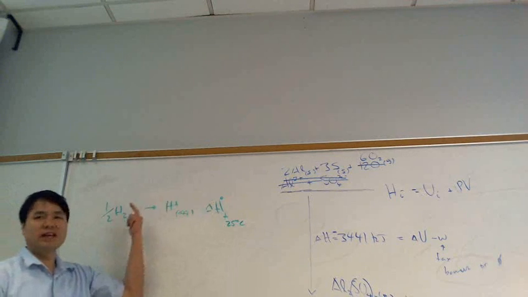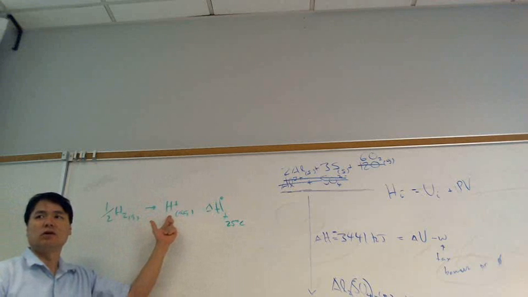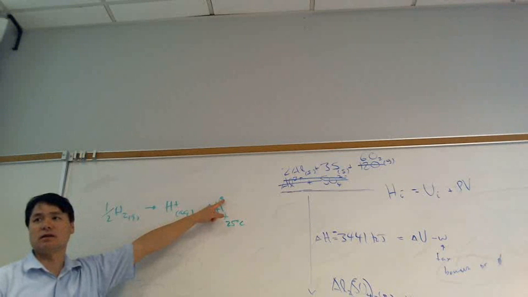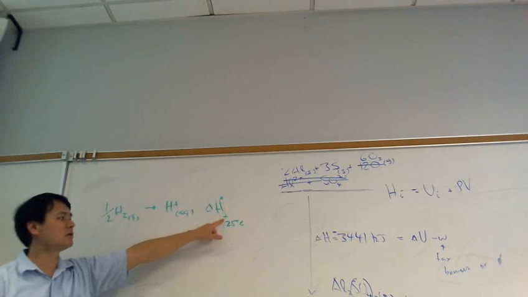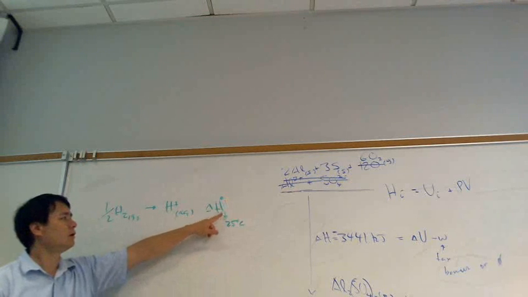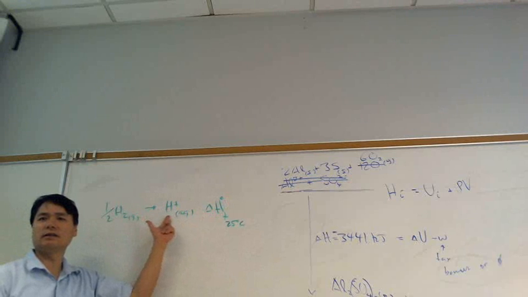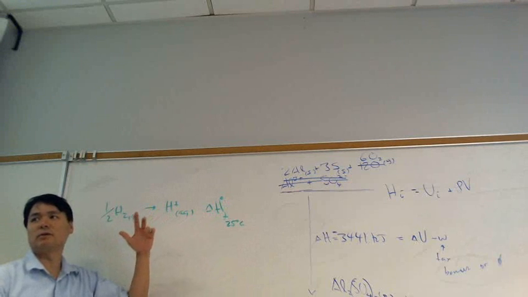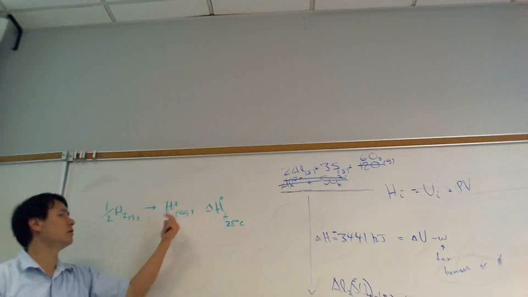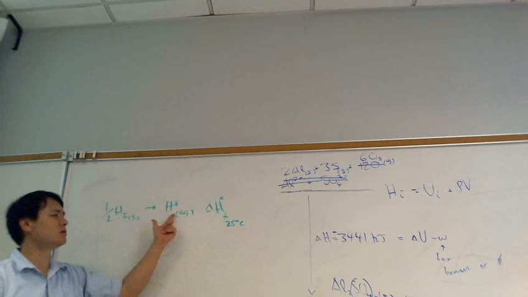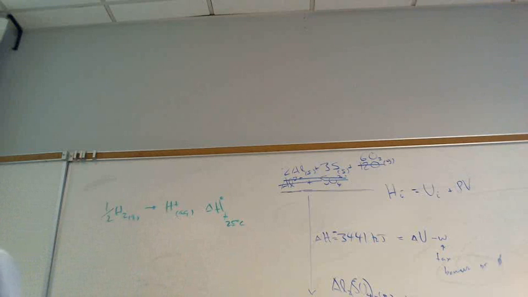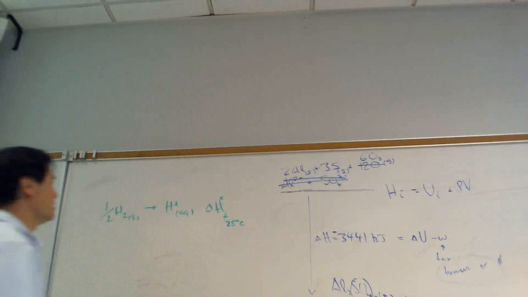So 1 bar for the gases and formation of 1 mole. Not formation of 1 mole, but this little superscript doesn't mean 1 mole. This superscript means at 1 bar, or 1 ATM, for gases, and 1 molar for solutions. So the gas is going to be at 1 bar, 1 ATM, and the solution is going to be at 1 molar. That's what that means.